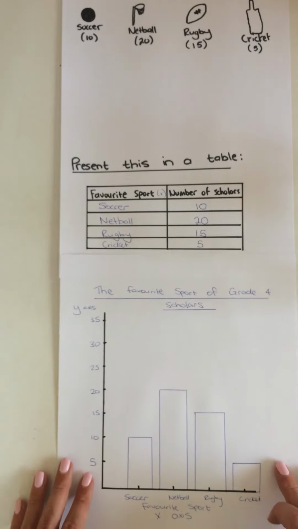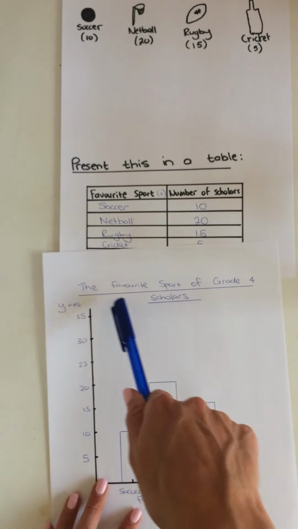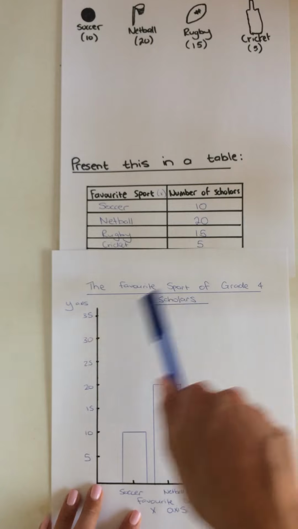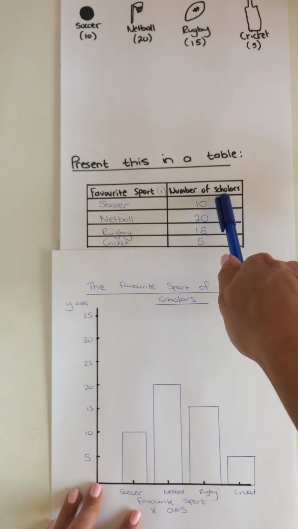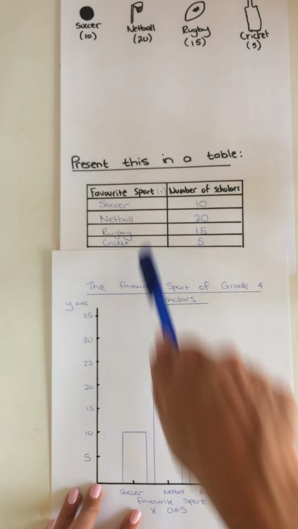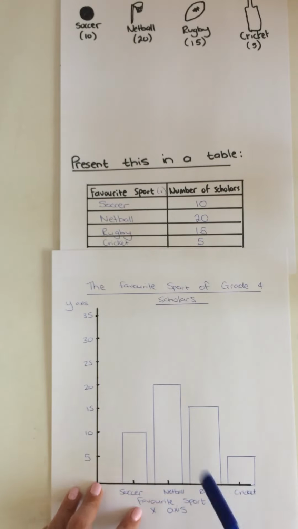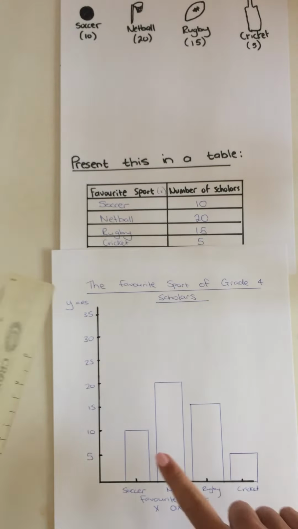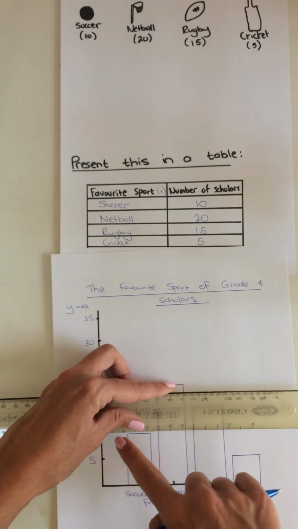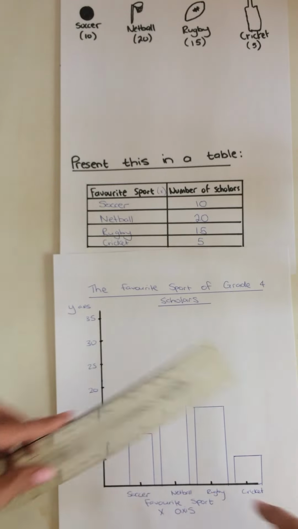Right, so here is my bar graph. My title is The Favorite Sports of Grade 4 Scholars. On my y-axis I have number of scholars. On my x-axis over here I have favorite sports, soccer, netball, rugby and cricket. And I've used a ruler to go from the bottom to the top, draw a neat line, and it's easy for me to read now.